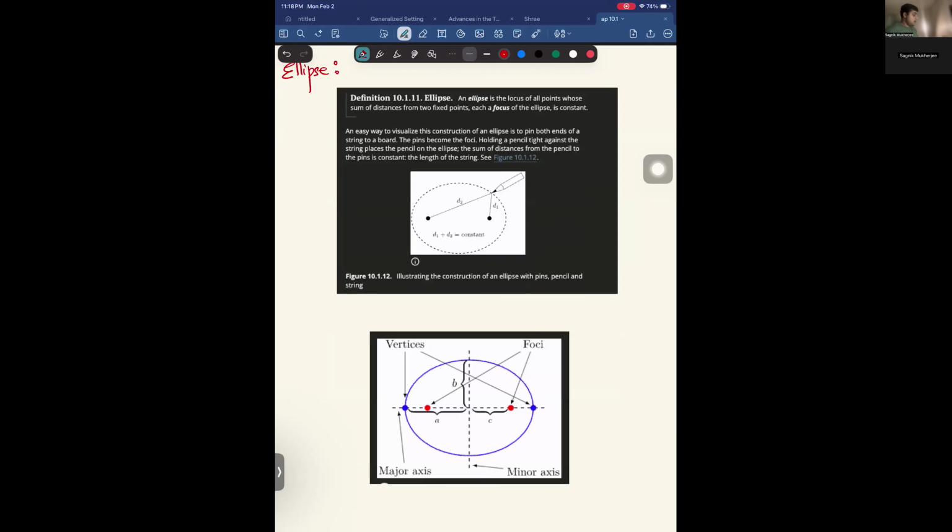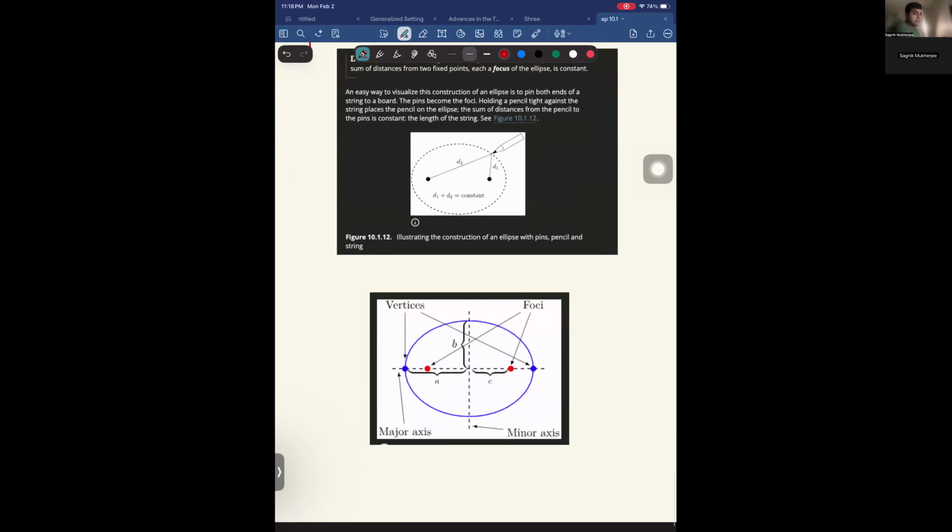Okay. Now let's talk about the fundamental components of an ellipse. For example, parabola had 4 fundamental components: focus, vertex, directrix, and line of symmetry. Similarly, ellipse also has 4 fundamental components. One of them is certainly the focus, so it has 2 foci. Then there are 2 axes of symmetry here. This is called the minor axis. This is called the major axis.